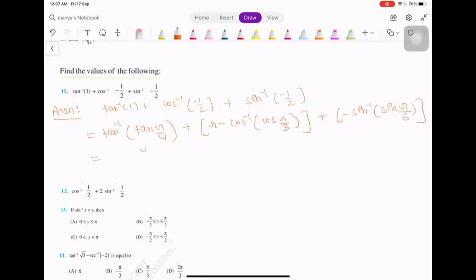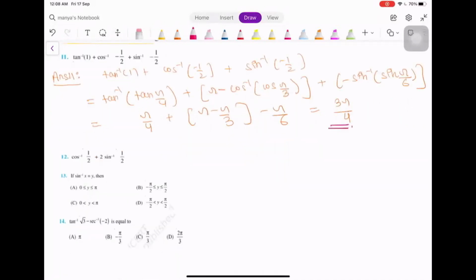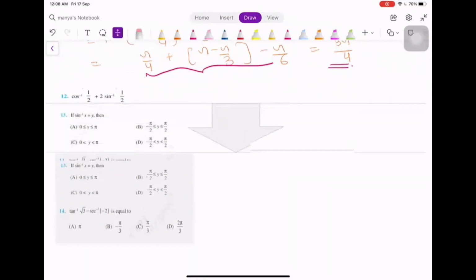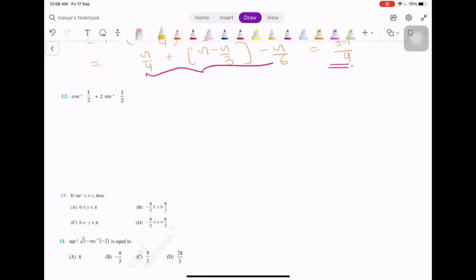Now you can just simplify it. Pi by 4 plus pi minus pi by 3 minus pi by 6. You just need to simplify this, and I hope all of you can do that. That's quite an easy task. Let's move to the 12th question. We need to find the value of cos inverse half plus 2 sin inverse half.